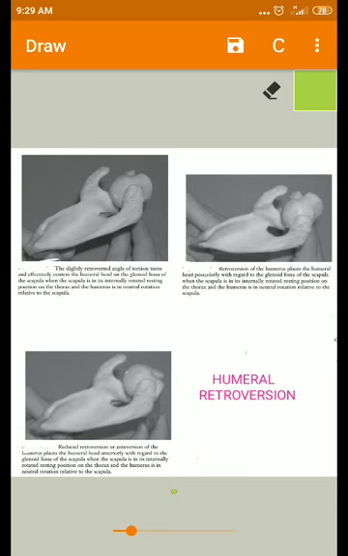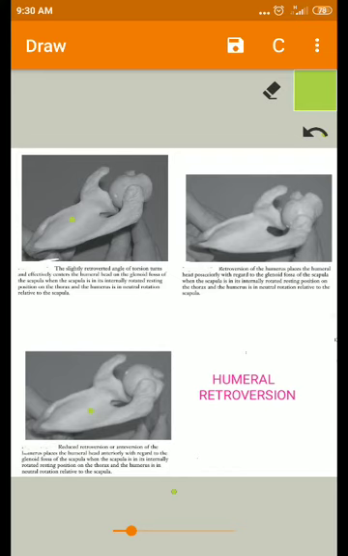Now in humeral retroversion, in this case the scapula is always in resting position, that is the resting position of the scapula, which is internally rotated. So the scapula is internally rotated, in resting position on the thorax. Here the scapula is not moving anywhere, so this is in resting position. So now we will see.